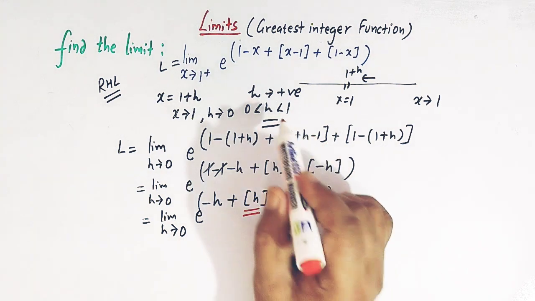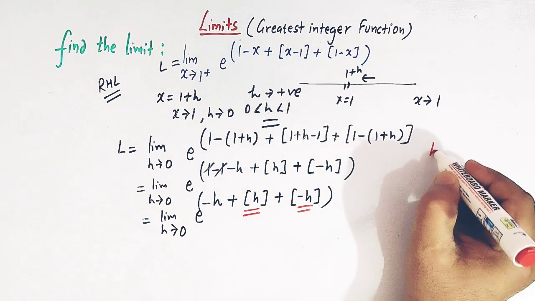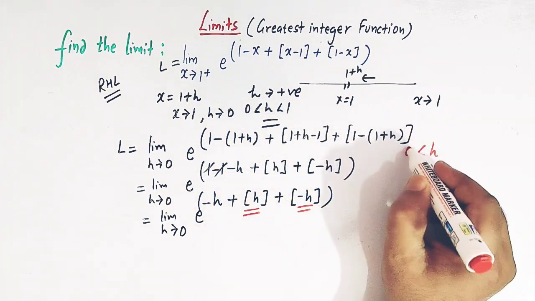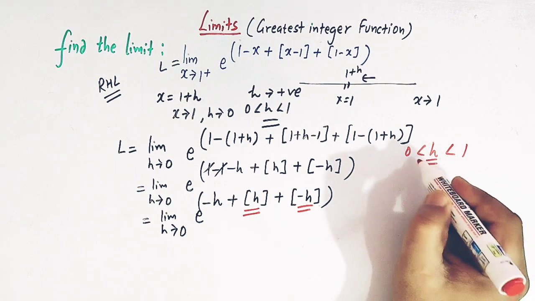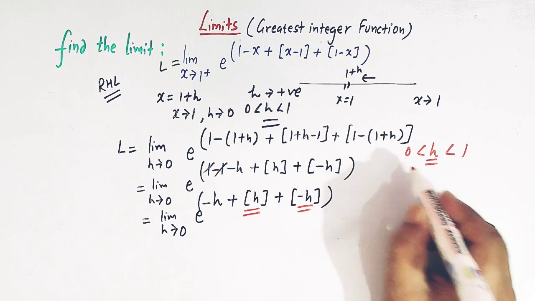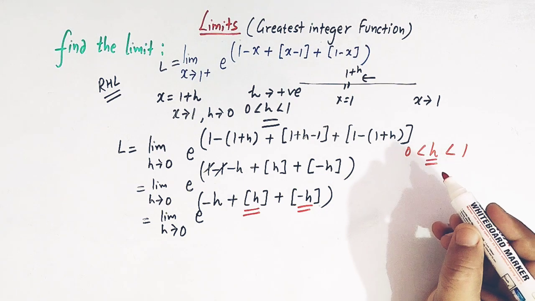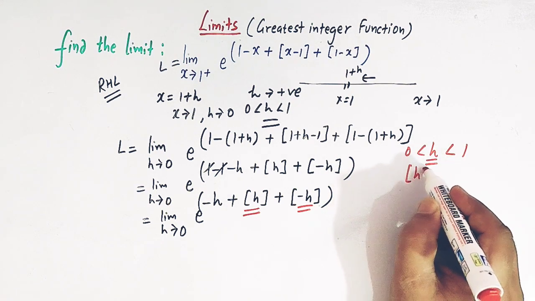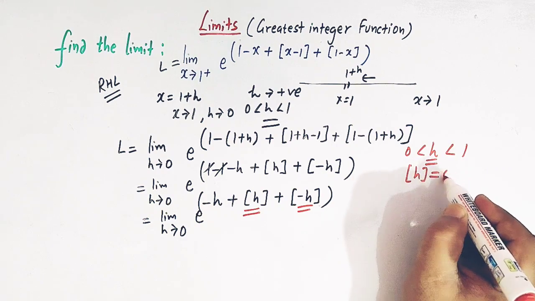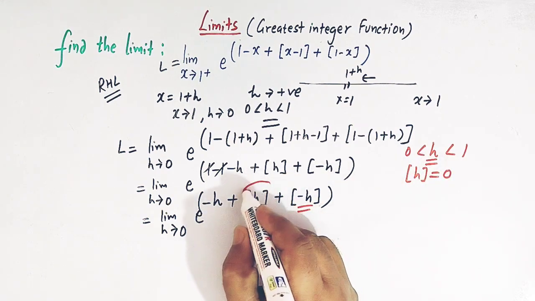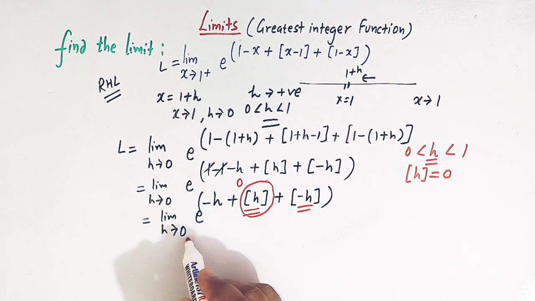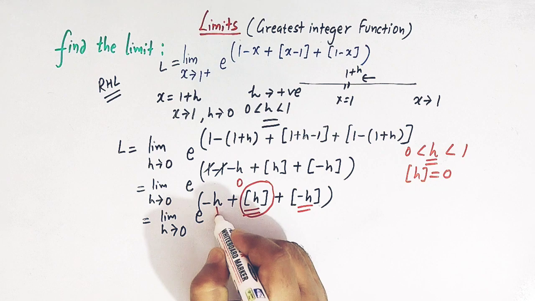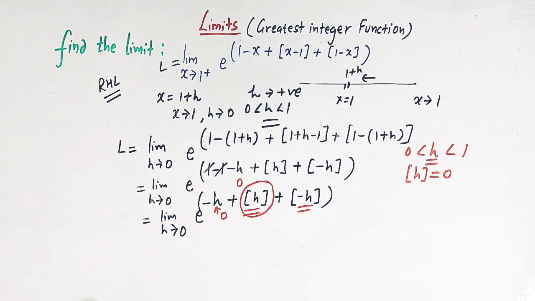Now see, we have h, it lies between 0 and 1. So h is a very small quantity which lies between 0 and 1. So by definition of greatest integer function, the value of greatest integer of h must be equal to 0. So here we can write 0. And when limit h tends to 0, this h also goes to 0.